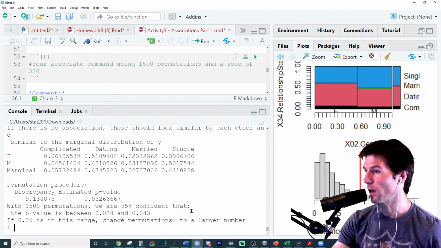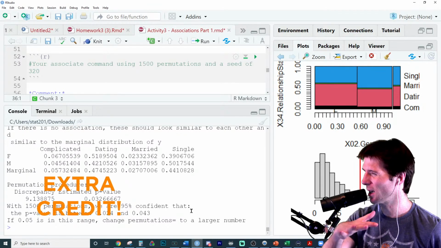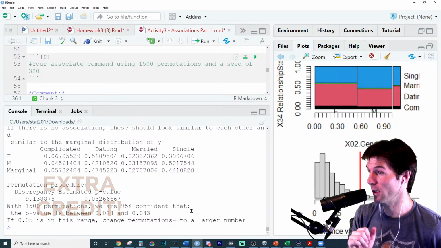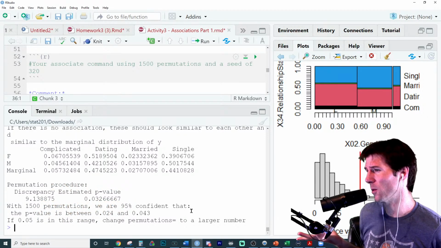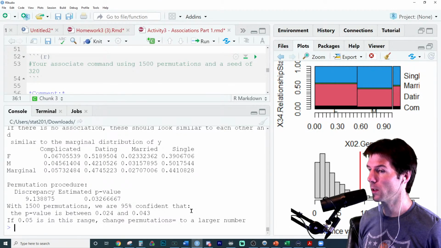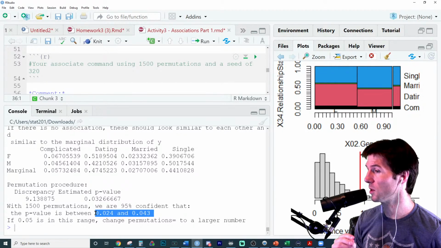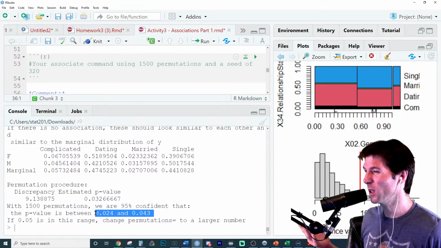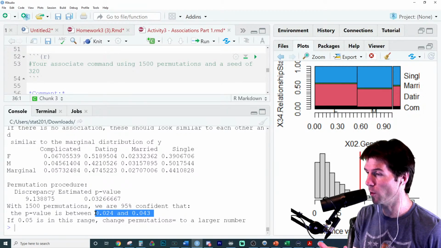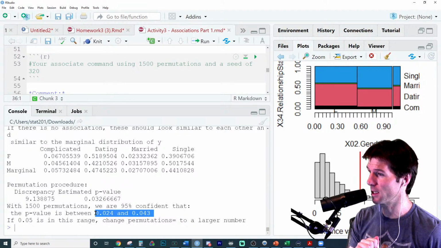Bingo, right there, 100 points, yes. We do not want 0.05 in the interval, because that means we don't know if it's significant or not. We want the interval to be conclusive, either conclusively significant or conclusively not significant, because we're saying we think the p-value is somewhere between 2.4 and 4.3, which means we think it is statistically significant.